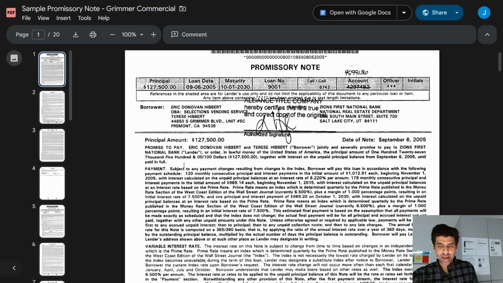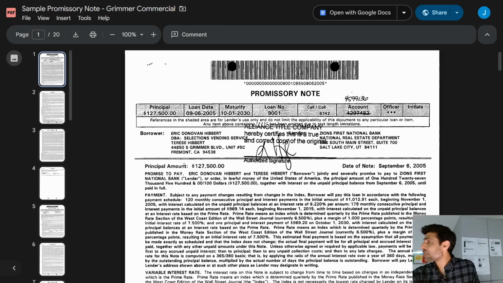This is actually a loan that I, in my business life, bought at an auction. The bank wanted to sell this loan, and they put it up for auction. So what they're selling is essentially this contract. This is what I bought. It's a mortgage that's secured to a commercial property in Fremont.